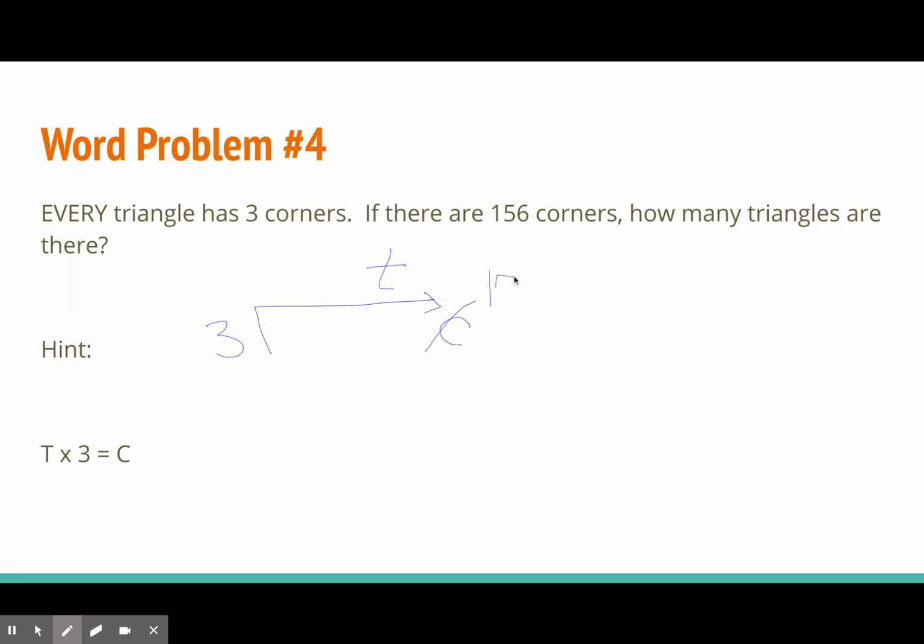We put 156. And now we have a situation where it is this. And we are going to do some long division, bringing together all of the skills that we've been working on. 156 divided by 3. And then 3 goes into 15. How many times? 5 times, and into 6 two. So how many triangles are there? There are 52 triangles. All right.